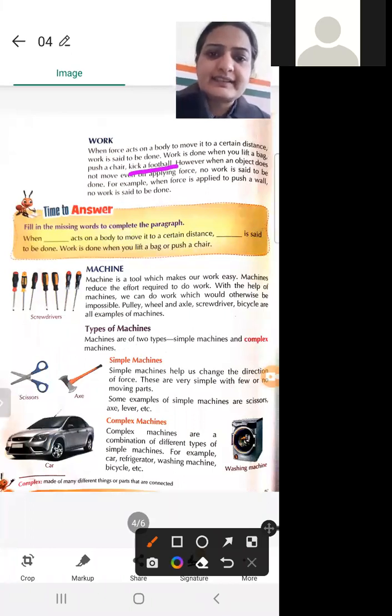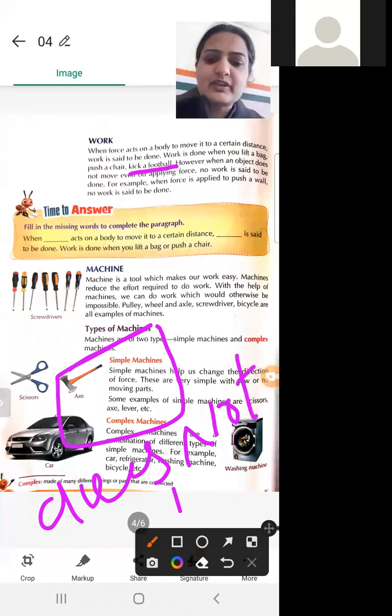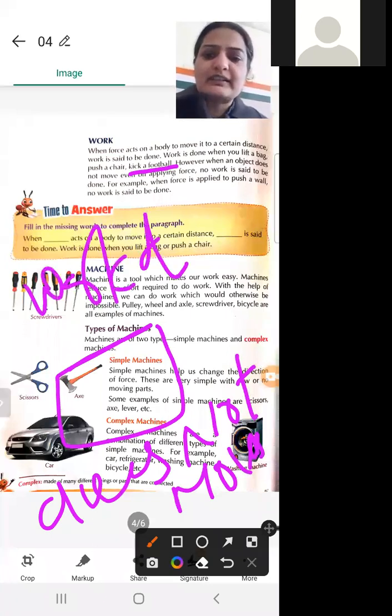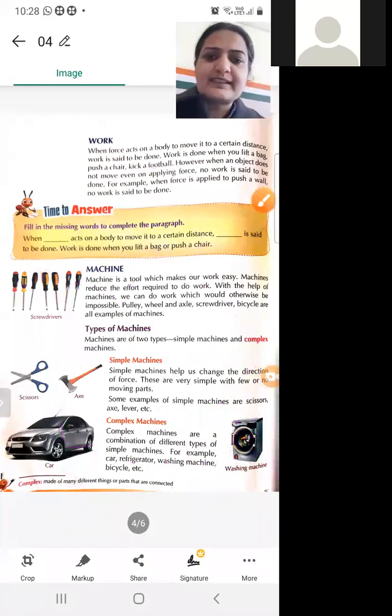However, when an object does not move even on applying force, no work is said to be done. If suppose this is an object and it does not move, then no work is done. If this object does not move, then work is not done.